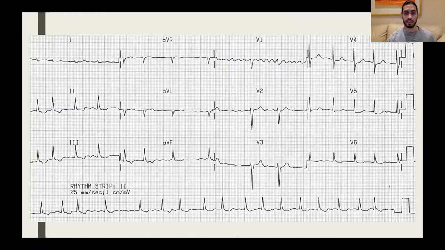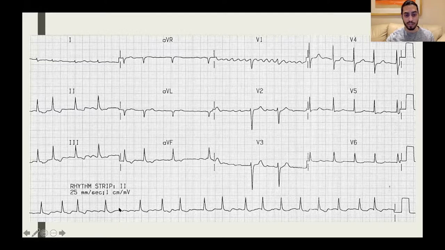Excellent. I think most of you are getting this. I hope you're all looking at it systematically. You're looking at the rate, rhythm, axis. Rate-wise, if you count this, you'll find the patient's a bit tachycardic. If you're looking at the rhythm, oh, well, it's irregularly irregular, isn't it?